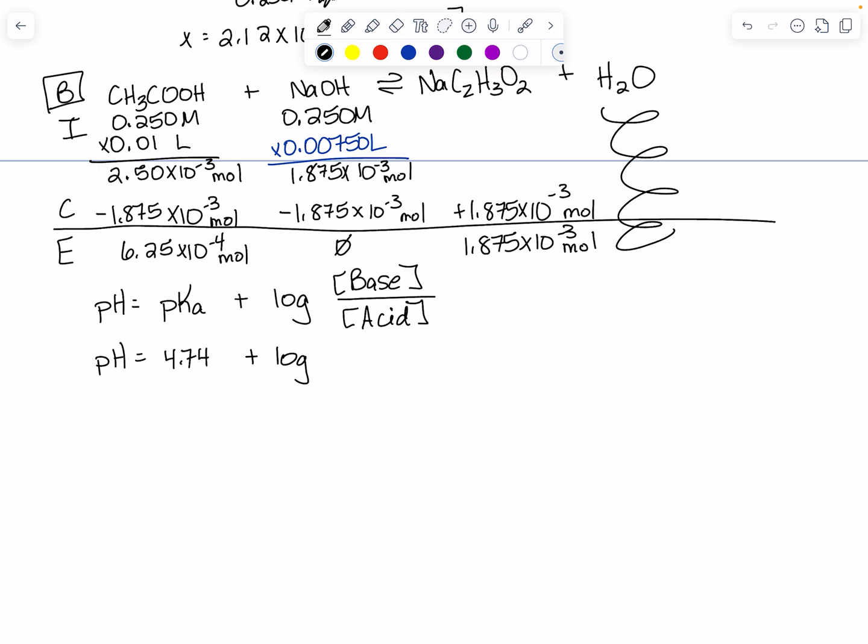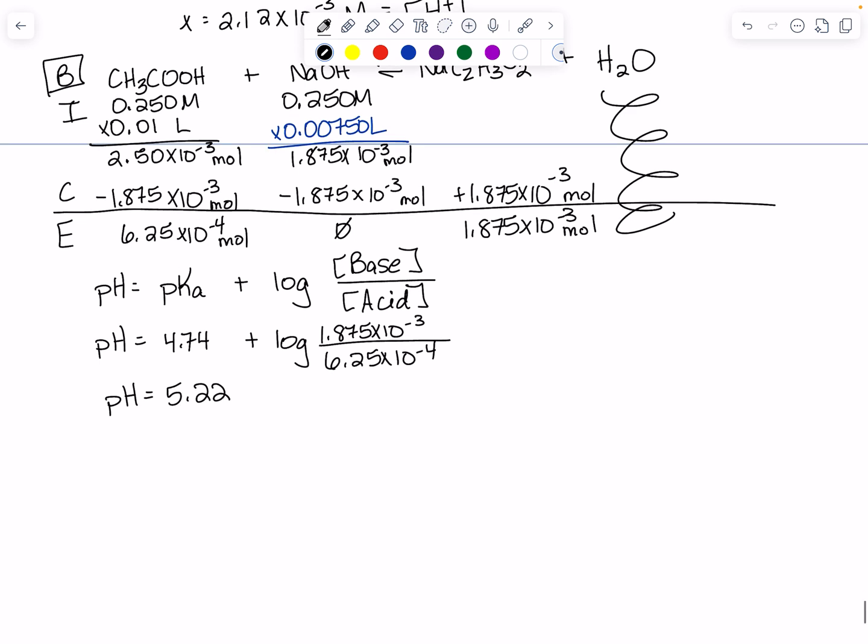And I'm just going to use these mole amounts instead of the concentration. You could divide by the total volume of 17.5 milliliters converted to liters. But since this expression is a ratio of base to acid, converting that to molarity is not going to change the math of it. So the Henderson-Hasselbalch equation gives us for B a pH of 5.22.